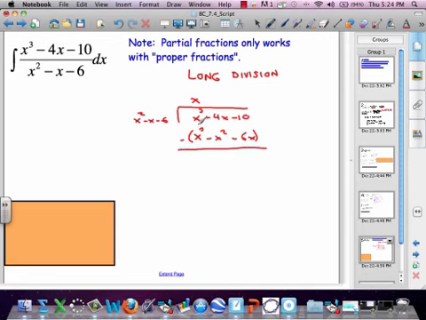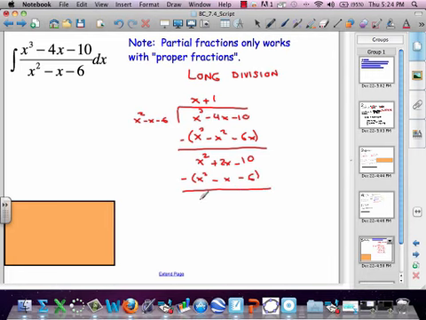Excuse me. X cubes cancel. There are no x squareds up here, so 0 minus a minus gives me a positive x squared. Negative 4x minus a negative 6x is a positive 2x, and then the negative 10 comes down. We see if we can do this again. X squared goes into x squared one time, so positive 1. We multiply 1 times x squared minus x minus 6. Subtract this entire expression, and here's our remainder, because now we'll be finished.